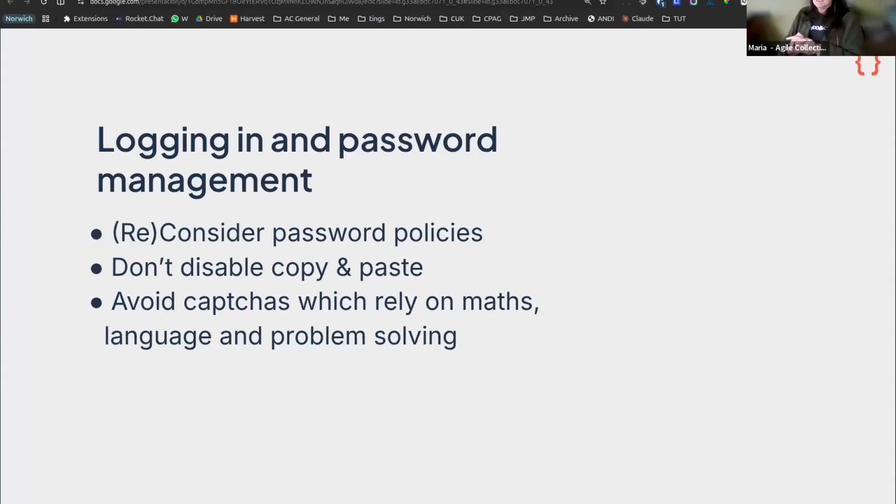Has anyone got anything to say on all of that before I move on? Any thoughts or ideas? I think it's quite an interesting space.